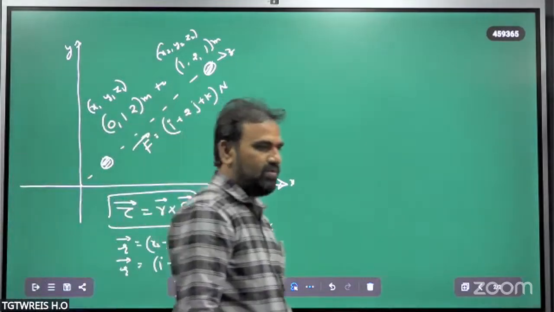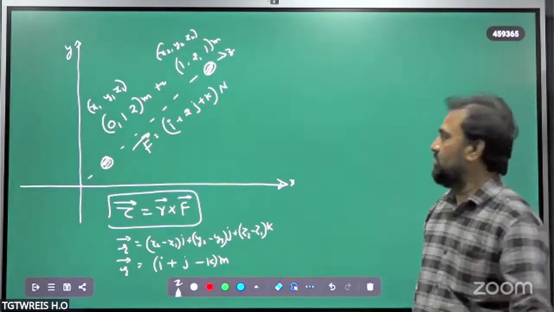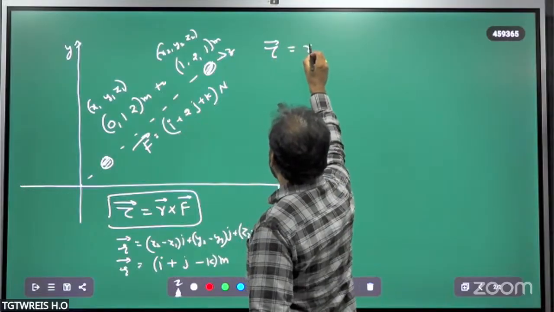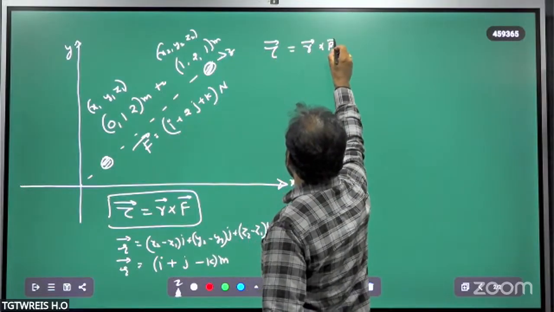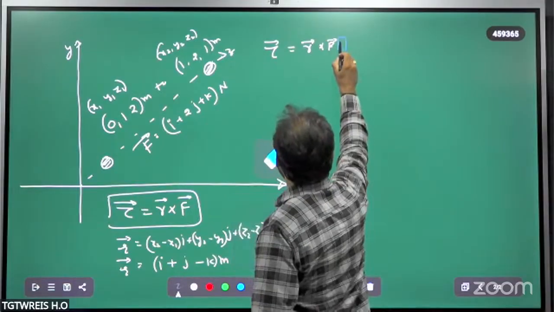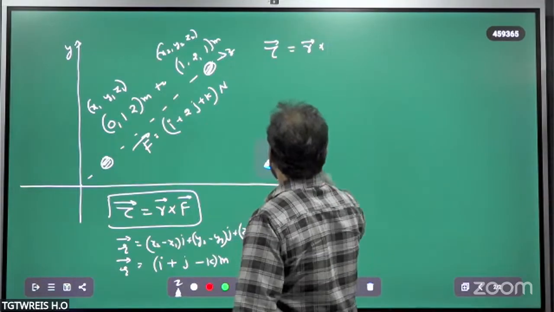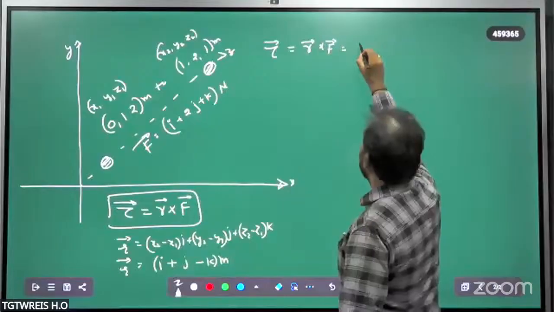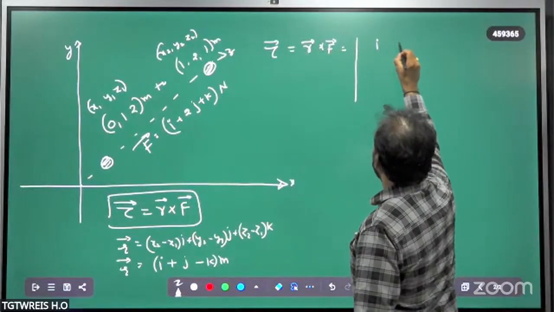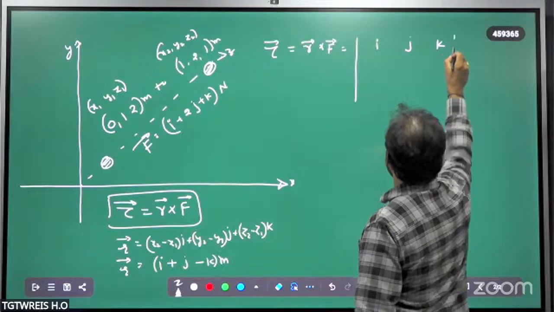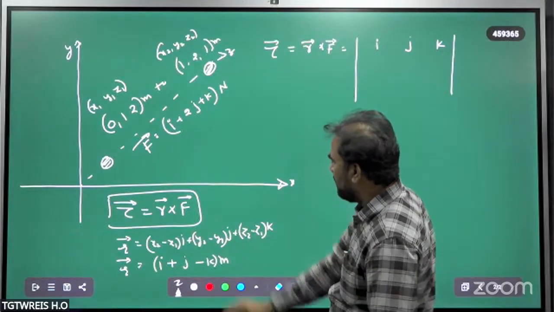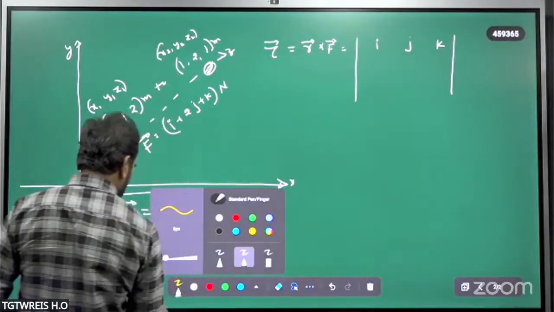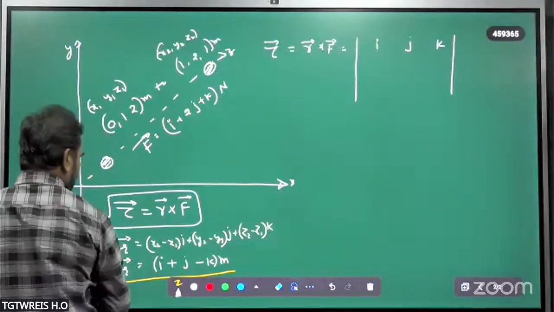Now we have to calculate the torque acting on the object. How do we calculate it? Now tau is equal to, as you already know, r bar cross F bar. Torque tau would be equal to r bar cross F bar. We calculate this determinant with i, j, k, where this is the position vector r.